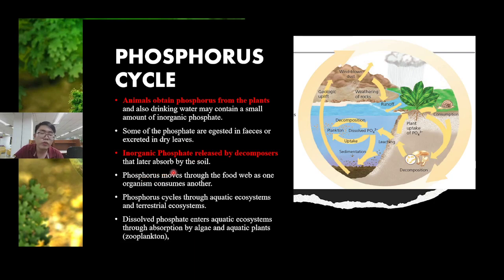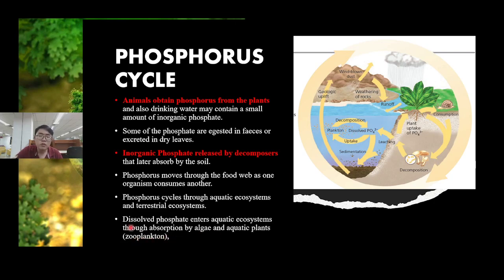Okay, then the phosphorus will move through the food web as one organism consumes another. And then for the phosphorus cycle through aquatic ecosystem and terrestrial ecosystem, it means that aquatic and terrestrial ecosystems are related to each other. And then the dissolved phosphate enters the aquatic ecosystem through absorption by algae and aquatic plants.